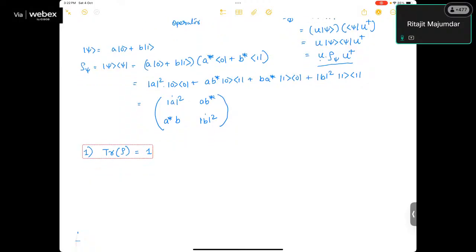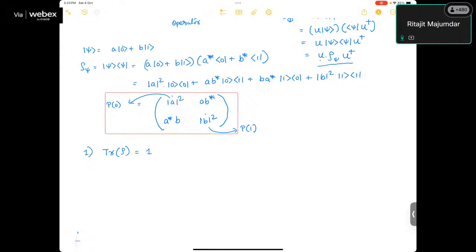These are mod A square, mod B square. These are my probabilities. So when I measure this, mod A square gives the probability of getting outcome 0. This gives the probability of getting outcome 1, and they add up to 1. Therefore, trace of rho should be 1. This should be preserved for any density matrix.